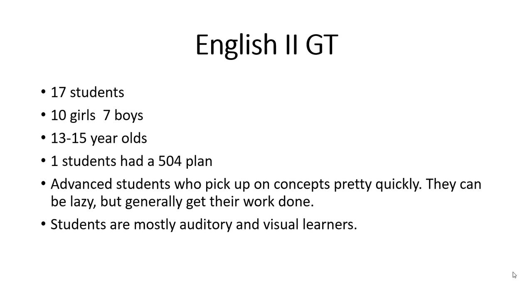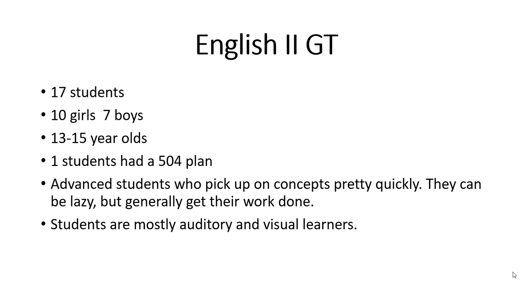To try to help you understand this process, I'm going to give you a model of my own class and an assignment that we have completed this year. My first block is an English 2 GT class. I currently have 17 students, 10 girls and 7 boys. They range from 13 to 15. In this class, I only have one student with a 504 plan.